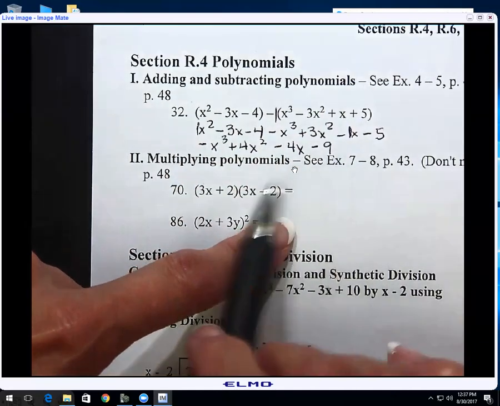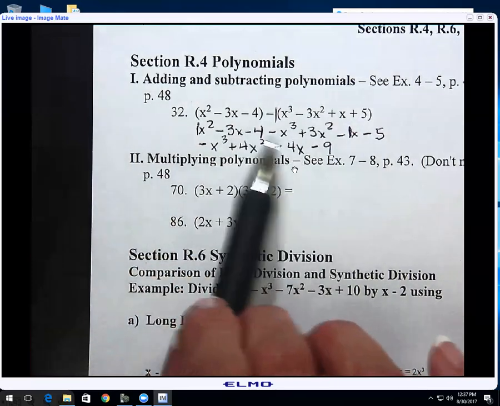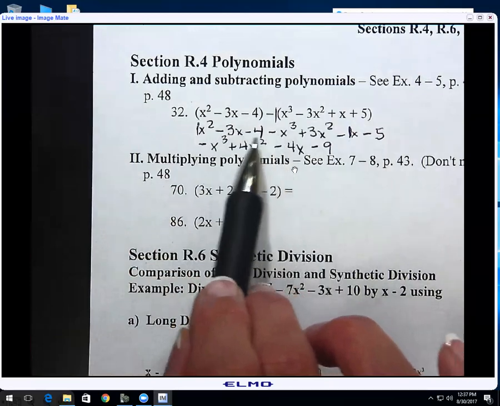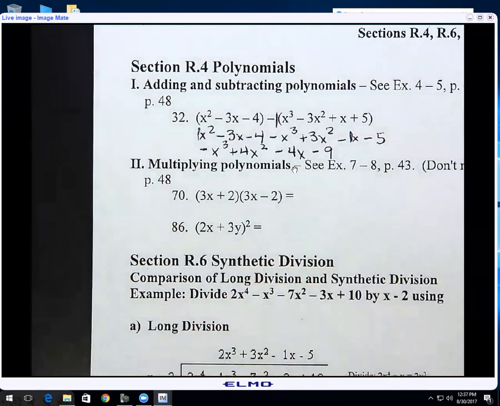And then just double check to see if I did anything stupid. Negative x cubed plus 4x squared minus 4x minus 9. I think that's right.